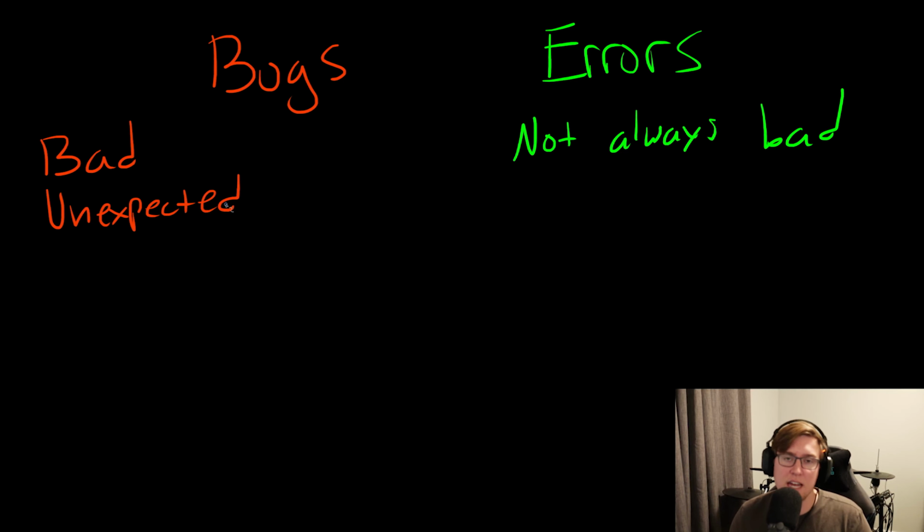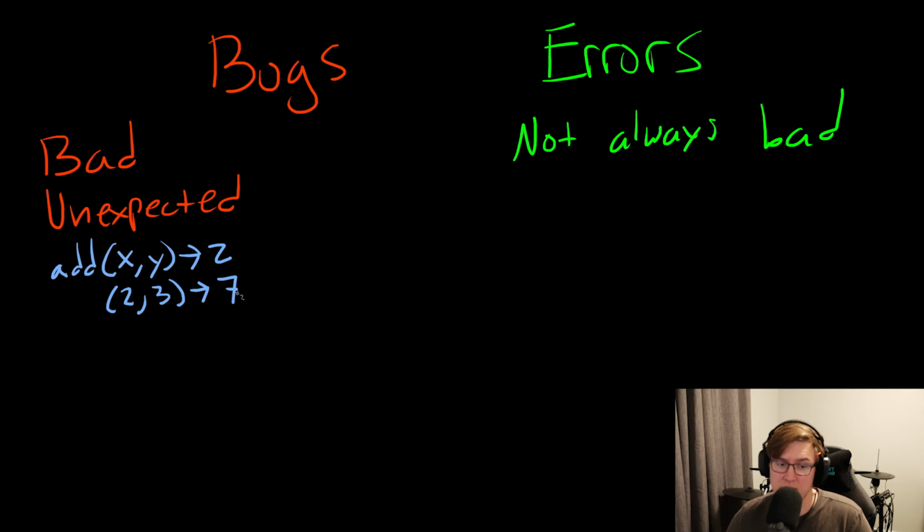So bugs are things that are unexpected. To give an example, let's say that we had a function in our code that adds two numbers, something like add, and it takes X and Y as inputs, and it produces some result. We'll just call it Z. If we called add with 2 and 3, and we got the result of 7, we would say we have a bug, right? We expected the add function when given 2 and 3 to produce a 5, but we are getting a 7 instead. That's a bug. It's something that's unexpected in our code.